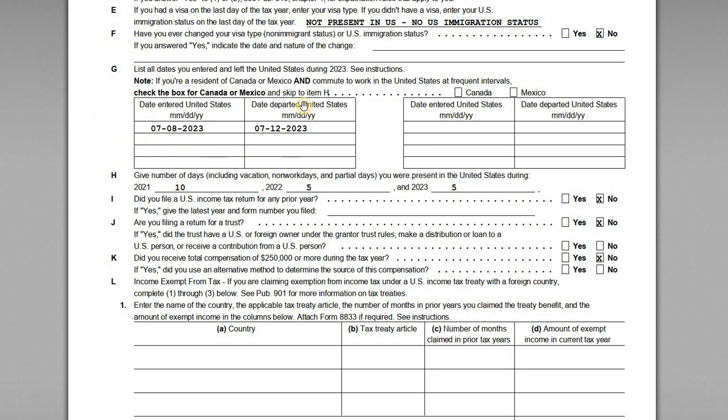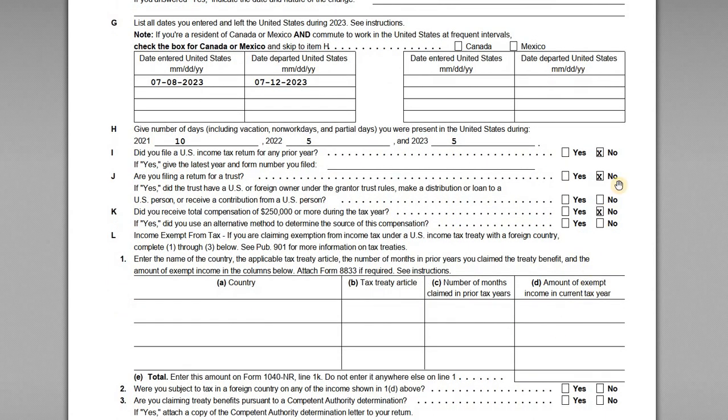Item G, he's listed the dates that he was traveling in the U.S. for just holidays, so he was there July 8th through the 12th. And then on item H, he's given the number of days that he was physically present in the U.S., so 5 for 2023, 5 in 2022, and then 10 in 2021. Item I, he has not filed a return for any prior year, not filing for a trust, and he's not reporting comp of $250K or more.